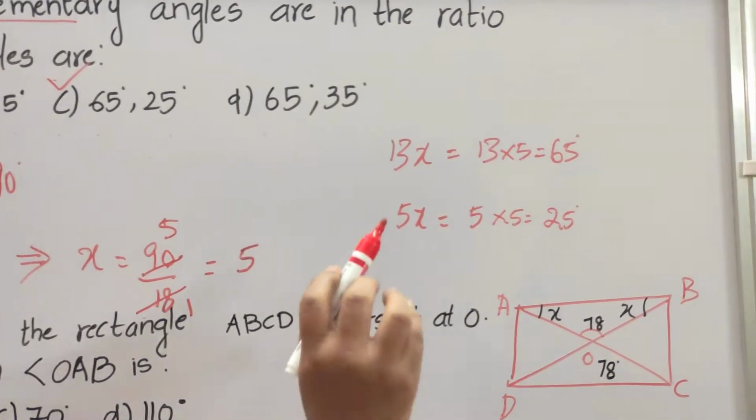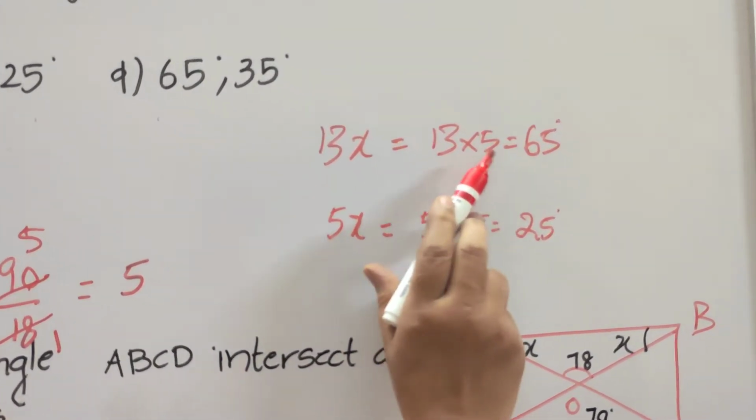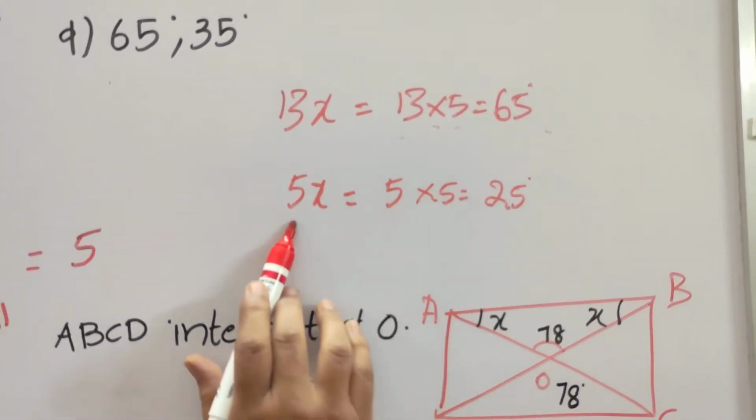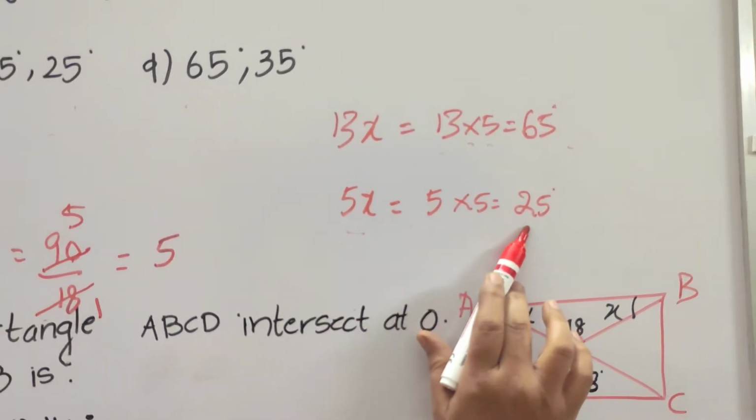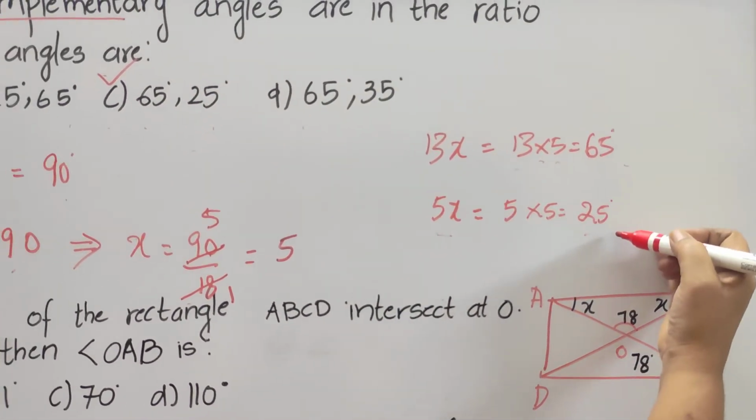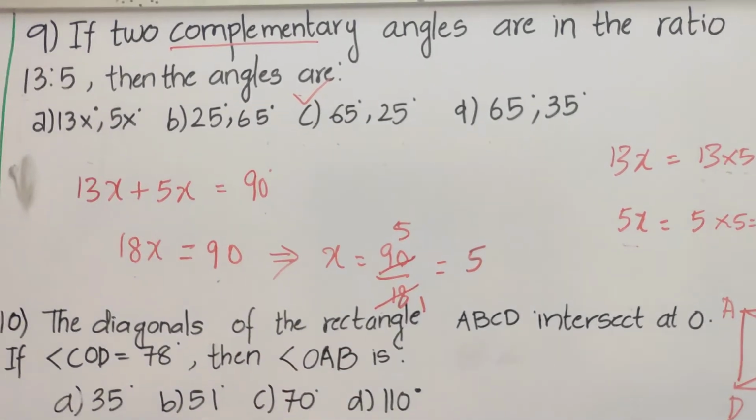Okay, so 13x means 13 into 5. 13 into 5 is 65 and 5x is 5 into 5, that is 25. So 65 and 25 are the two angles, therefore option C is right.